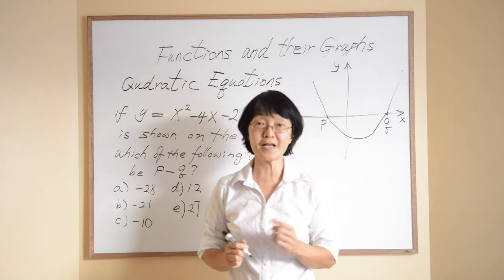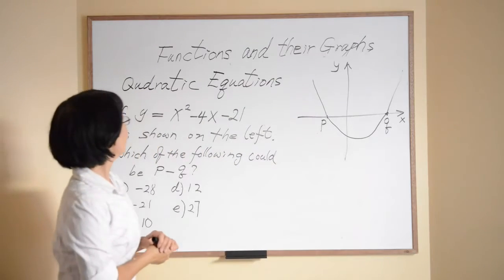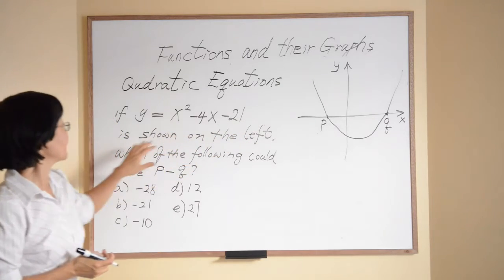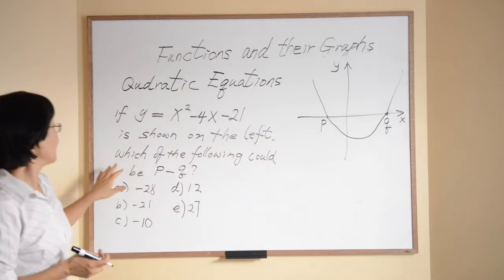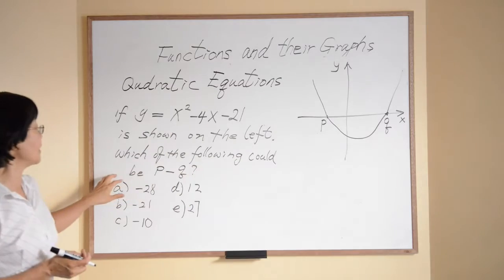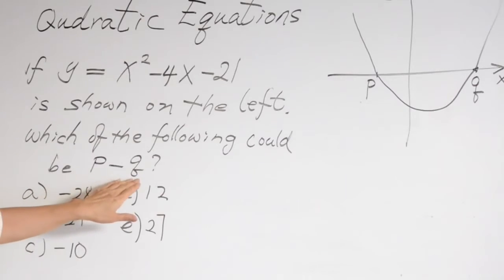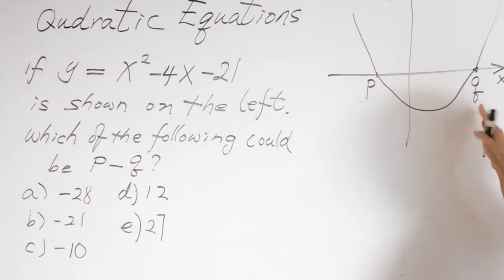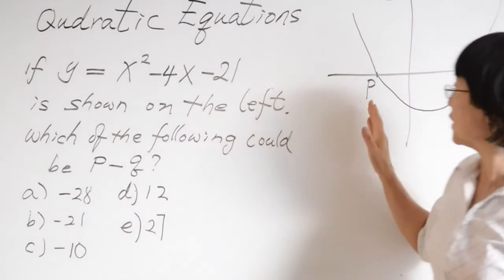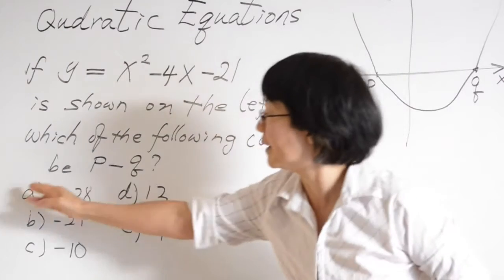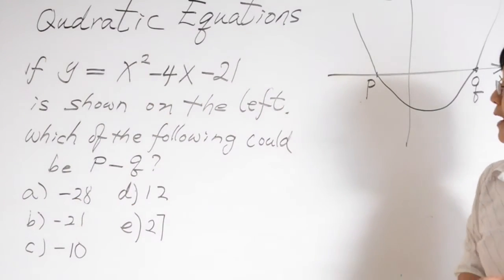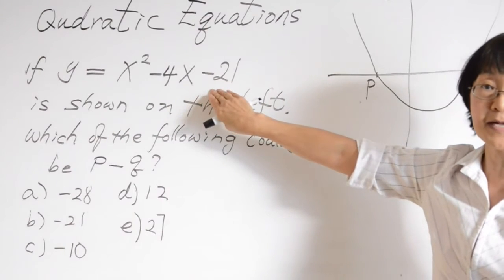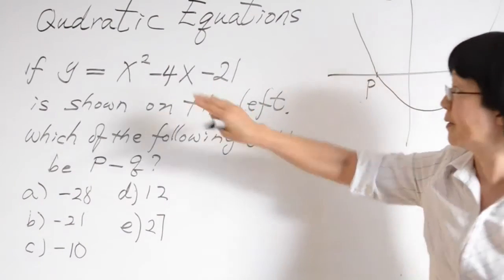Okay, let's see the next example here. They say if y is this quadratic equation here, and this is the graph, which of the following could be p minus q? And this is your p here, and this is your q. They didn't give you what p and q are, so how do you tell which one is right? Remember what we learned before? You are able to find the x-intercept by factoring.